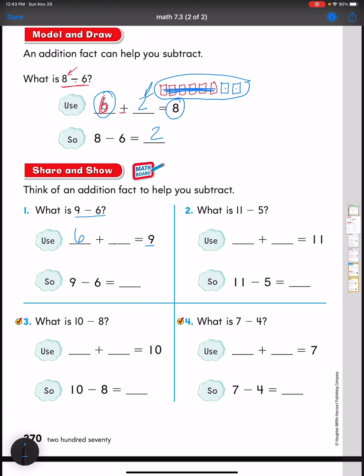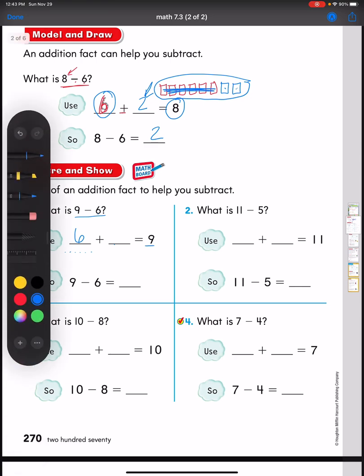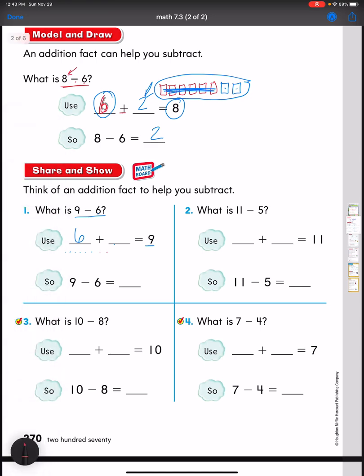I'm going to draw a quick picture because the blocks do take a little bit of time to draw. I'm going to draw 6. 1, 2, 3, 4, 5, 6. And I'm going to keep going until I get to 9, 7, 8, 9. How many dots did I add to that? I added 3. 6 plus 3 equals 9. That means 9 minus 6 will equal my 3. I have 9 dots here. If I take away these 6, I'm left with the 3 I had added.